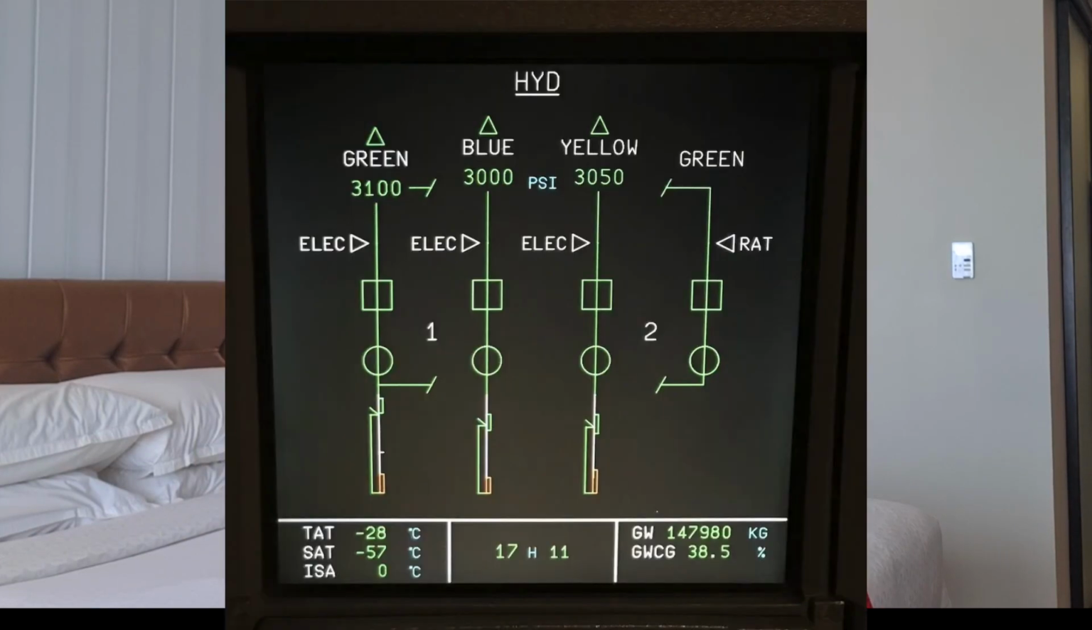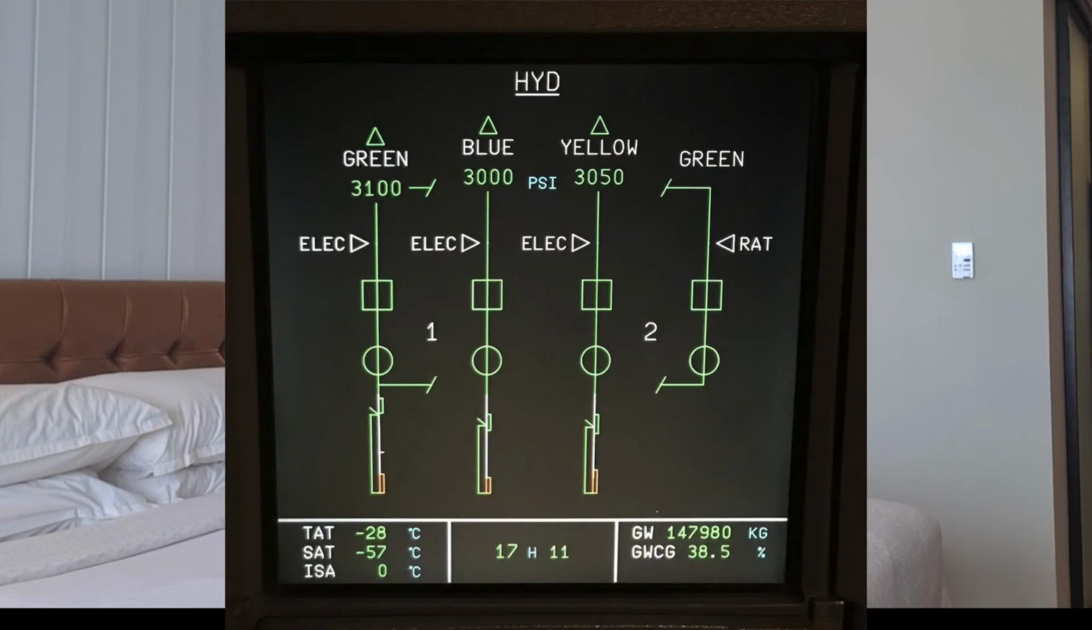What systems does the RAT actually supply? Well, for example, the RAT on the A330 supplies hydraulic pressure to the green hydraulic system. So there's actually three hydraulic systems, the green, yellow and the blue. In the case of a dual engine failure, the RAT will supply flight controls and the emergency generator.